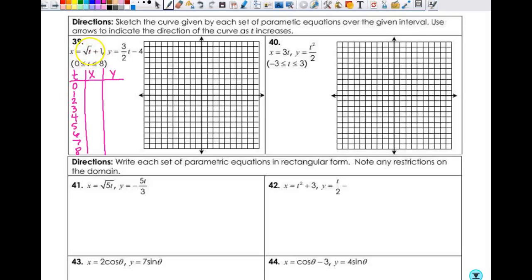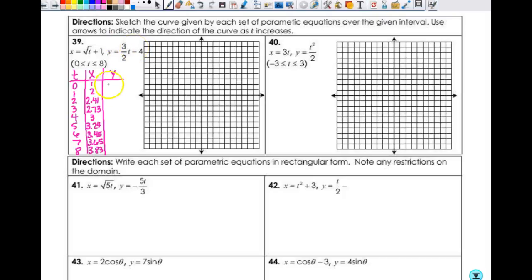So the square root of 0 is 0 plus 1 is 1. Then I substitute in 1. Square root of 1 is 1 plus 1 is 2. And then it's fine to use a calculator for these. It's going to give me 2.41, 2.73, 3, 3.24, 3.45, 3.65, and 3.83.